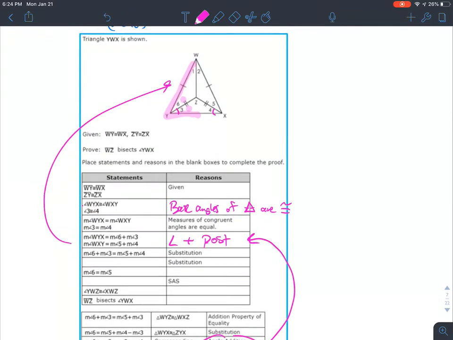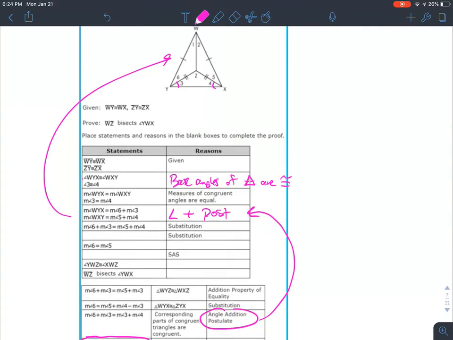Let's just confirm. It also says that angle WXY, its measure is equal to the measure of 5 and 4, also angle addition postulate. Great. Confirmed. Then we got this next line here. Where does that come from? It says substitution, so that has to come from previous lines.